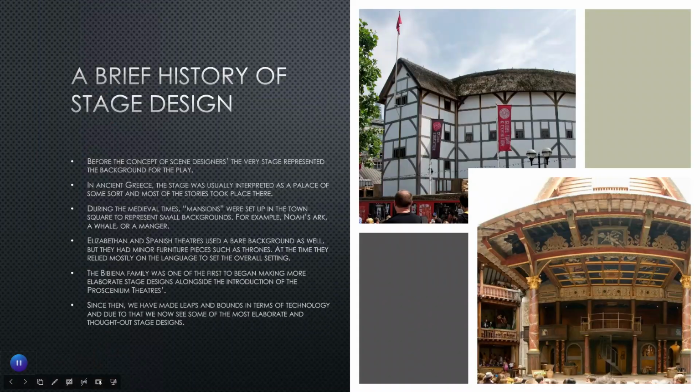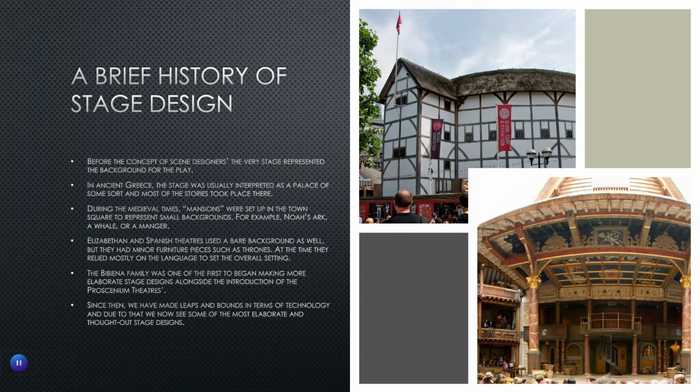A brief history of stage design. Before the concept of scene designers, the various stage represented the background for the play. In ancient Greece, the stage was usually interpreted as a palace of some sort, and most of the stories took place there. During the medieval times, mansions were set up in a town square to represent small backgrounds, for example, Noah's Ark, a whale, or Messenger.